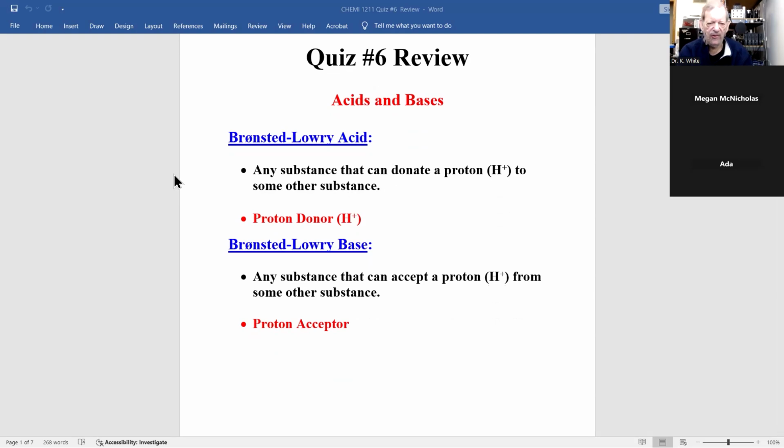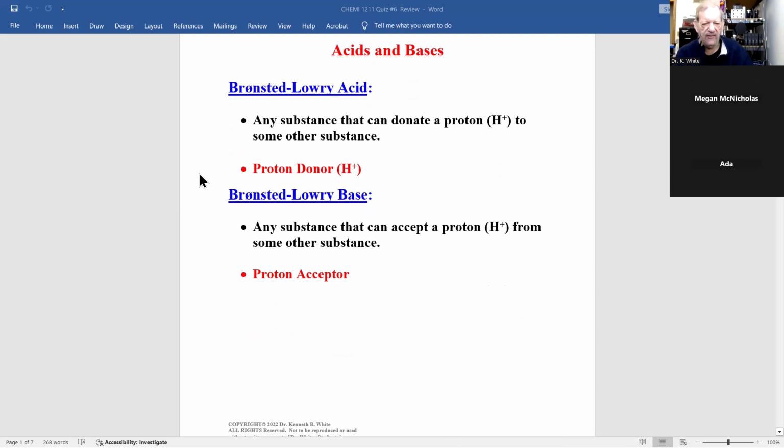Hint, know this. What's a Bronsted-Lowry acid? It's a proton donor, anything that can give up a proton, H+. What's a Bronsted-Lowry base? It's anything that can accept the proton. It's a proton acceptor. Again, a proton is H+.